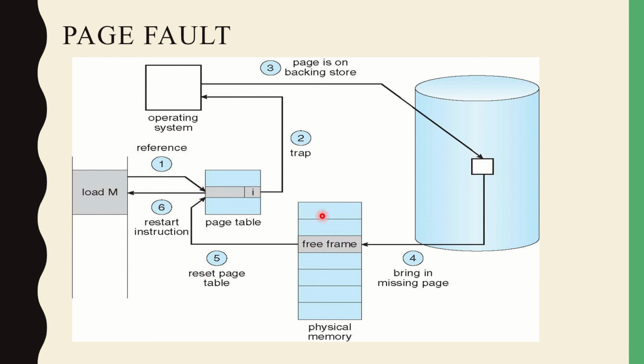Suppose there is no free frame, then we will use page replacement algorithms, which we will study later. That means it is already full, so to fill this page here we have to replace some frame and copy this page, using a replacement algorithm. In this example, we suppose there is a free frame, and we copy the requested page from the secondary storage to that free frame.